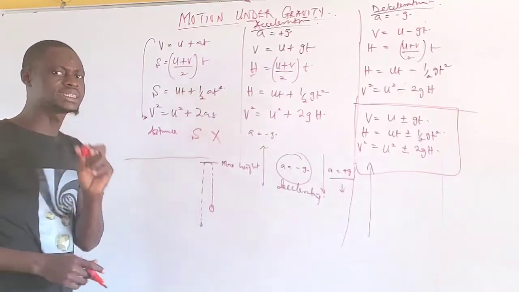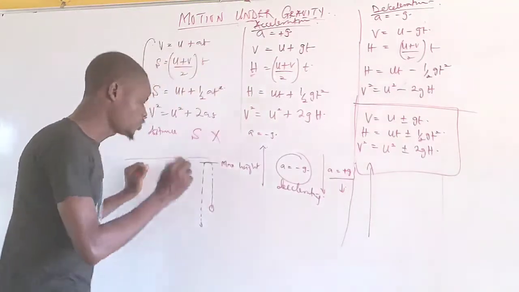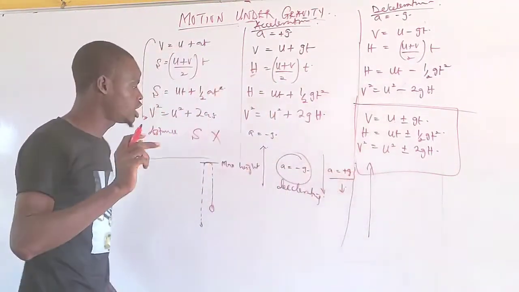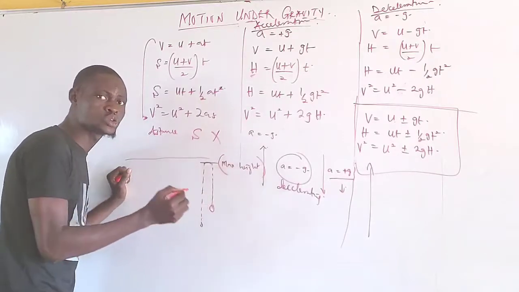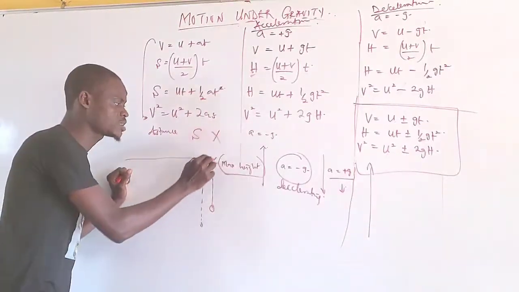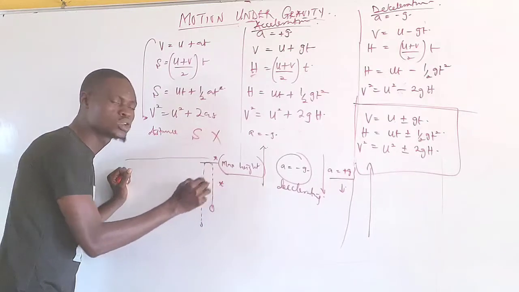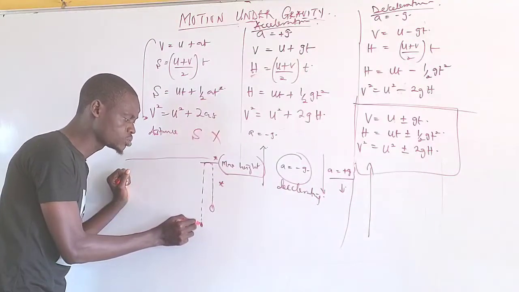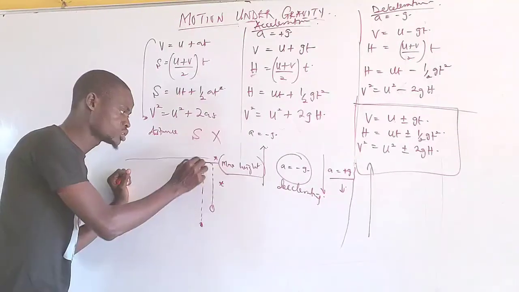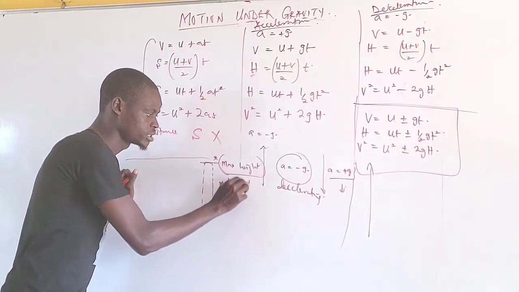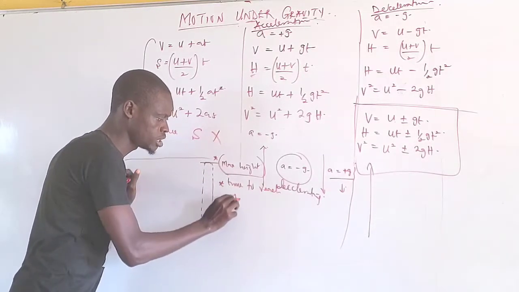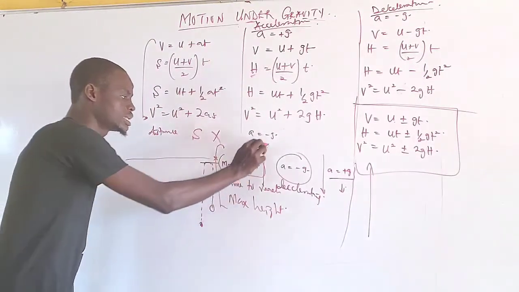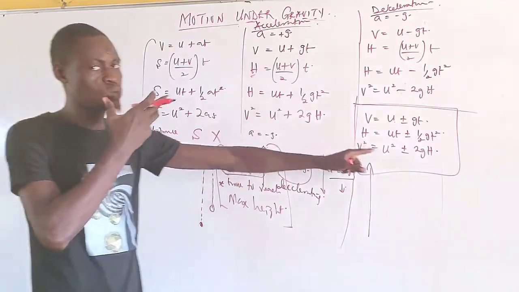Another thing that I want you to note is that in any question under motion under gravity, they will always expect you to look for the maximum height. If you are not expected to find the maximum height, they might ask you to look for the time to reach that position. At what time will the body move from the point of projection to the maximum height? That is the time to reach maximum height. So these are the major questions that are always given under motion under gravity.